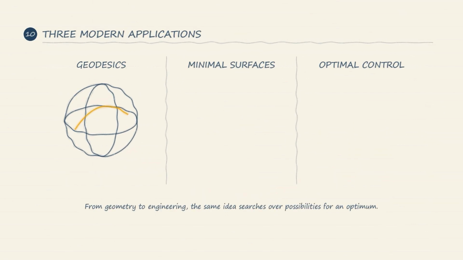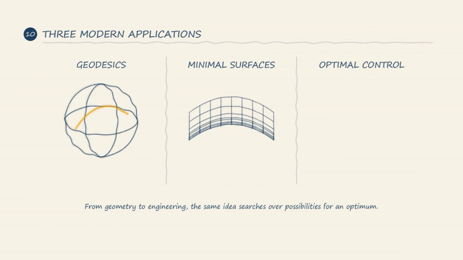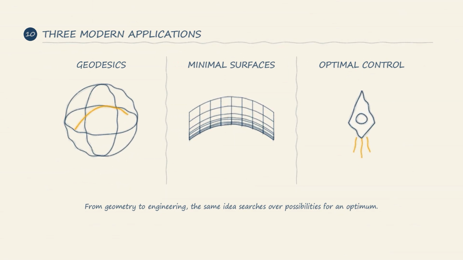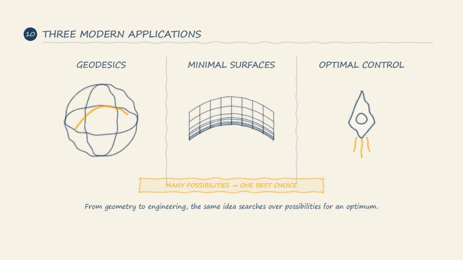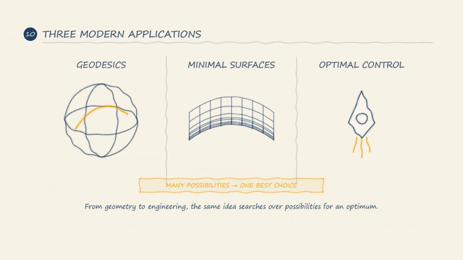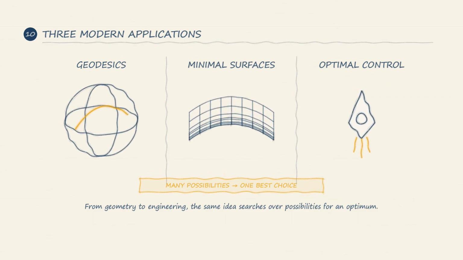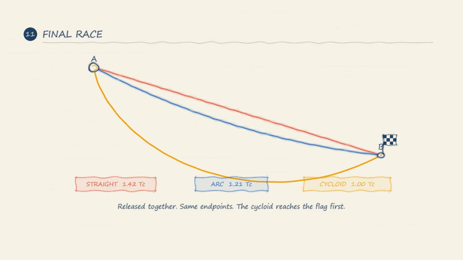Related optimization ideas appear in geodesics, minimal surfaces, and control. Each application searches over many possibilities for one best structure. The cycloid is the memorable doorway into that larger idea.